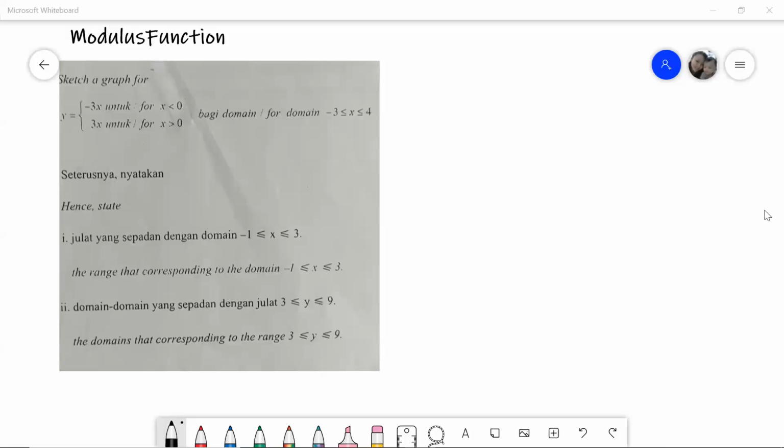Hello everyone. In this video clip, I am going to share with you how to solve a modulus function question. Now this one, the function given here is actually another way of rewriting the modulus function, y equals modulus 3x. Simply because when our x is positive, our y value will just equal 3x.